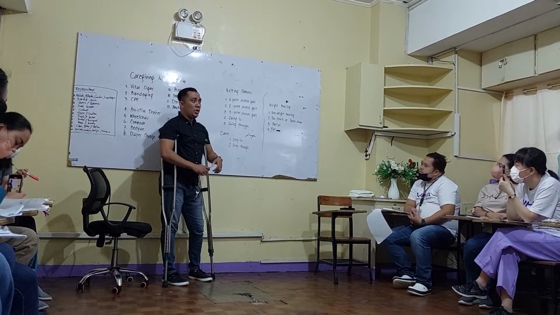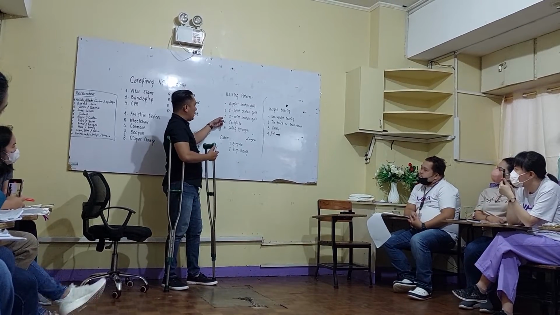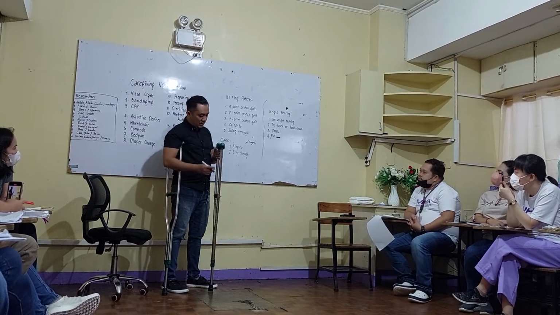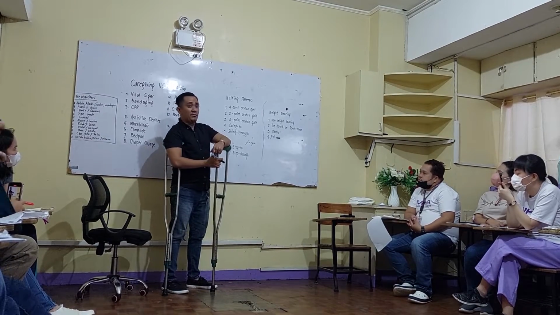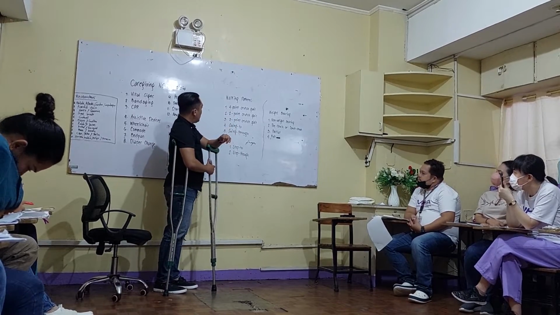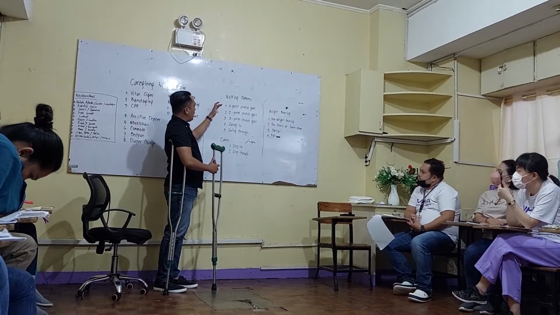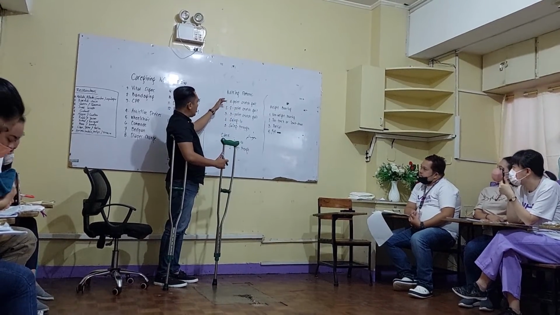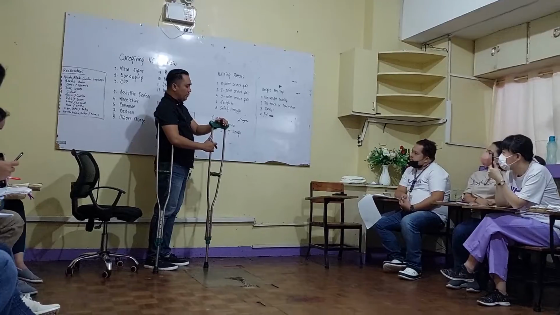For example, who are the patients who will be using these types of walking patterns, and what are the disadvantages and advantages of using these walking patterns? Okay, let's start first with the 4-point and 2-point crutch gait. They should go together.